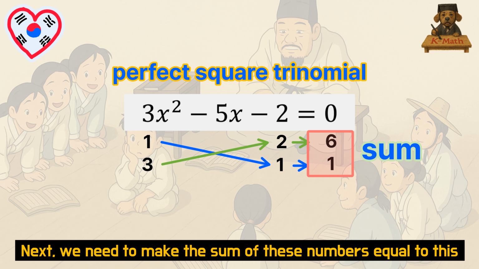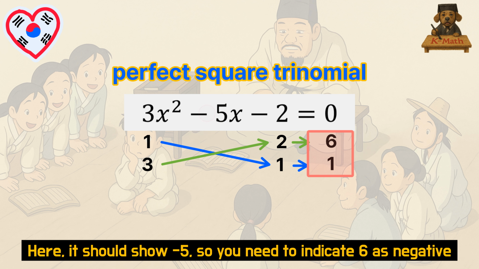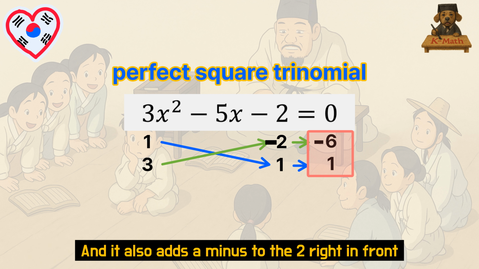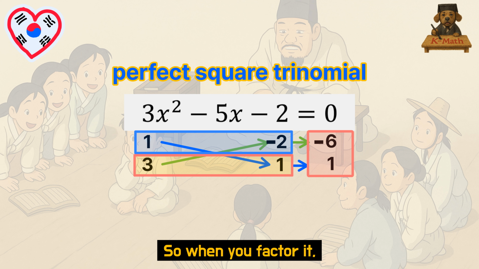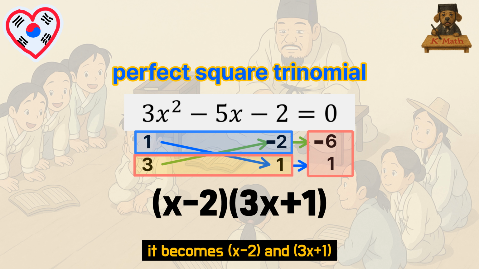Next, we need to make the sum of these numbers equal to this. Here, it should show 5. So you need to indicate 6 as negative. And it also adds a minus to the 2 right in front. Then, this will be the product of this and this. So when you factor it, it becomes (x-2)(3x+1).